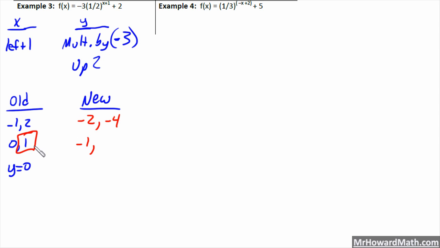Same thing here. Multiply by -3. So 1 times -3 is -3. Move that then up 2. That takes you to -1. So we have the points -2, -4, and -1, -1.